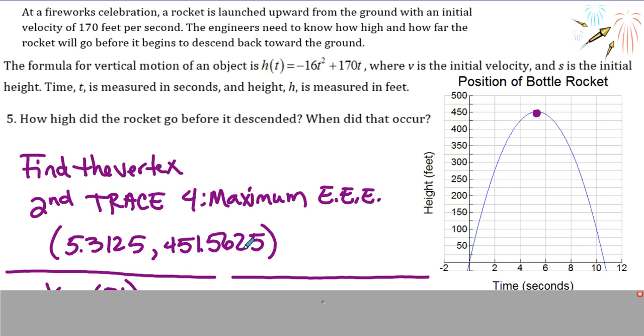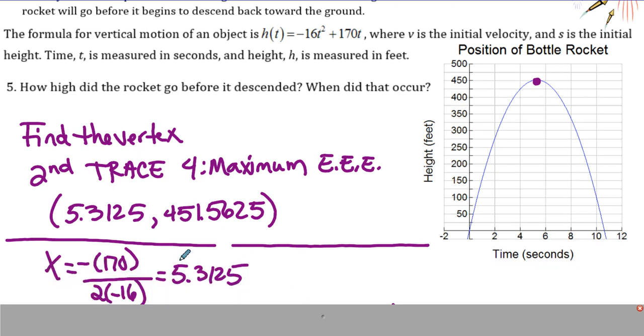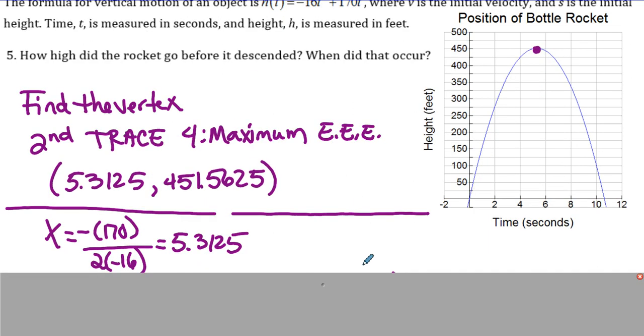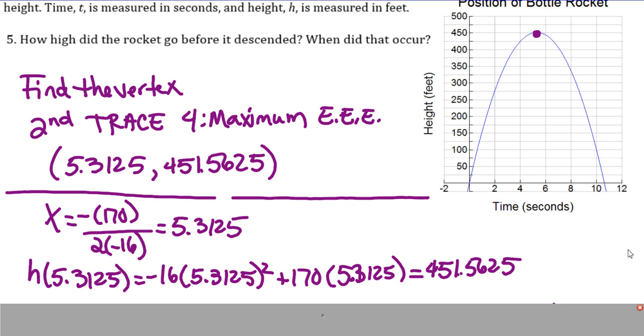Now, if you forget how to use your technology to find that point, you do have your algebraic way of finding the vertex, just like when we did graphing our quadratic functions. Remember the pattern x equals the opposite of b over 2a? Well, our b value is 170. Our a value is negative 16. If we substitute those into the pattern, we have the x value for the vertex. We can then take that and substitute it into our function and find its corresponding y value, which again gives you 451.5625.